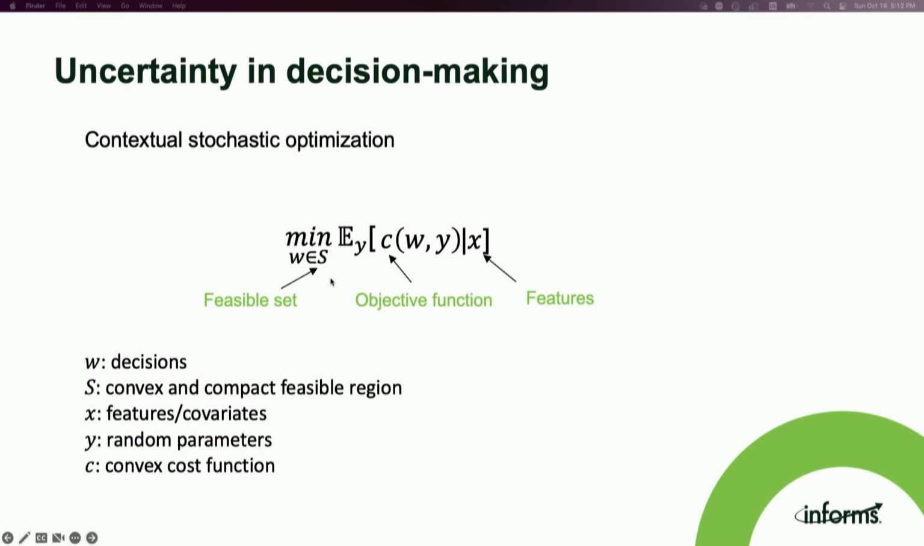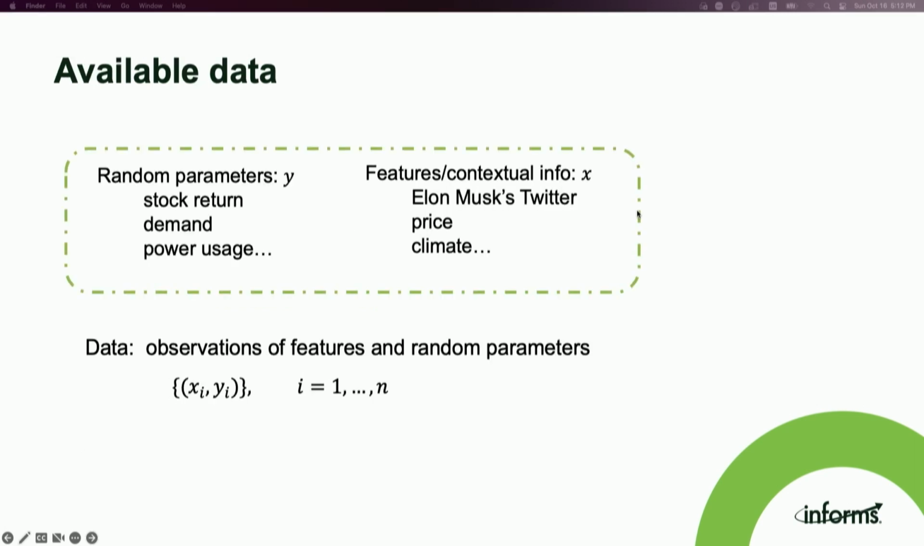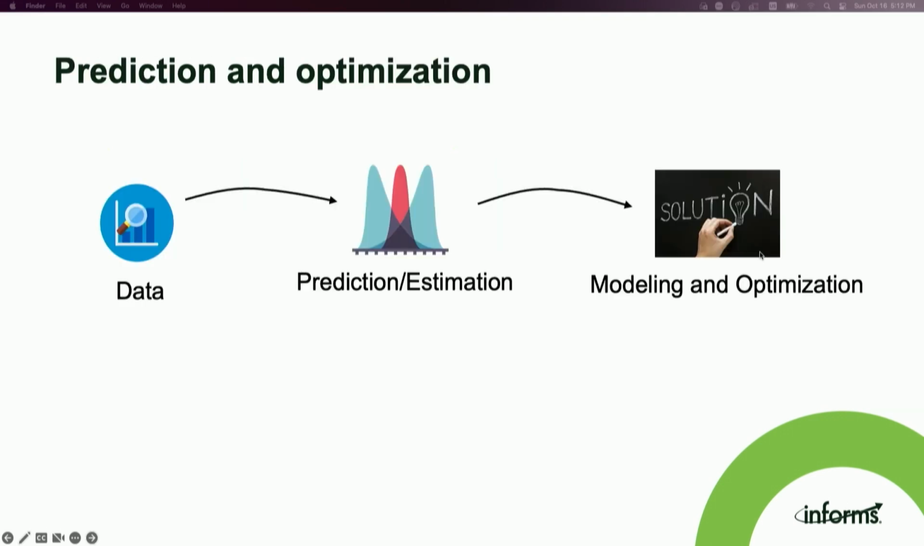The main challenge is that no one knows the distribution of y. Otherwise, this could be easily solved. Therefore, we aim to develop a solution based on data. The available data often takes the following form: it includes observations of features and random parameters. So a natural framework is to build a prediction model that anticipates the future and then use the outcome of the prediction as an input to find the optimal decision.